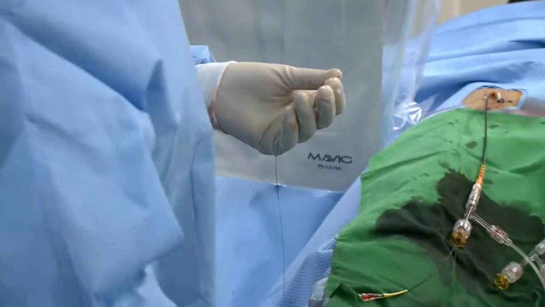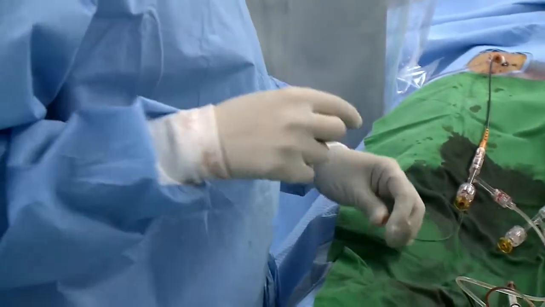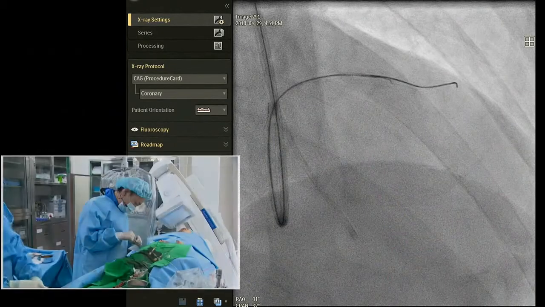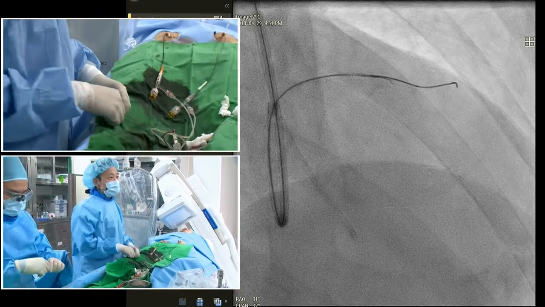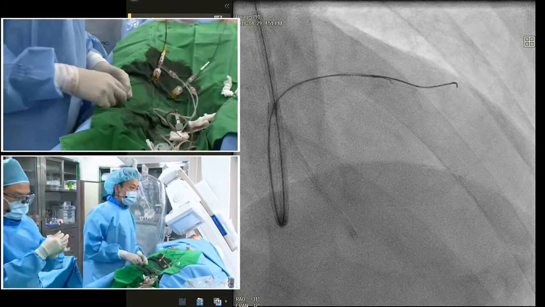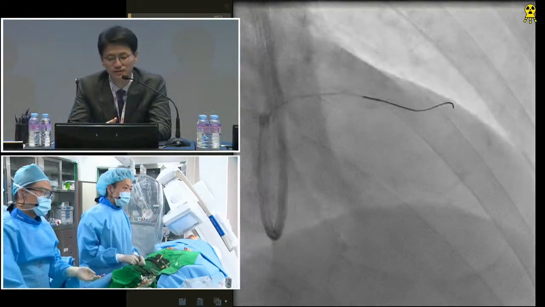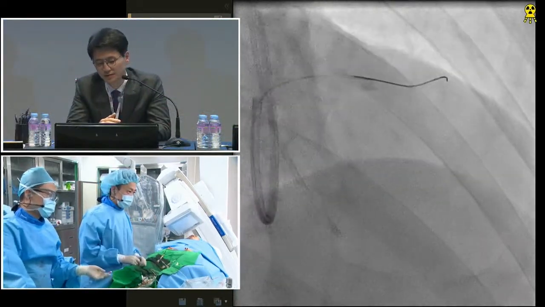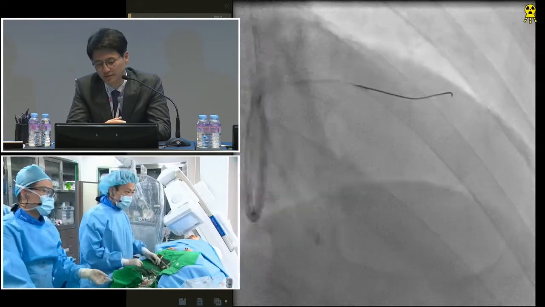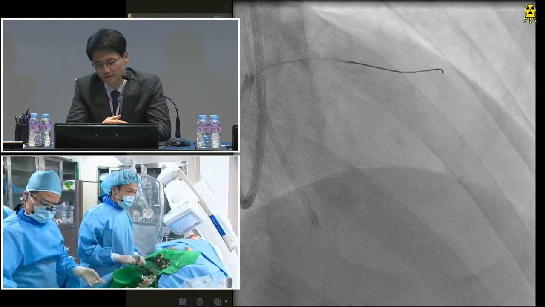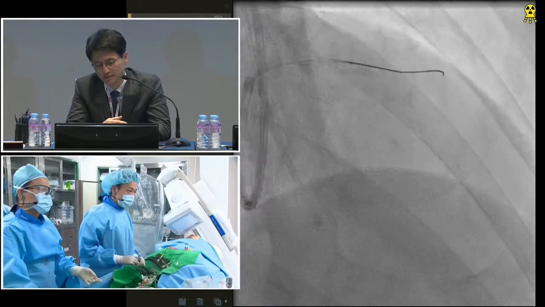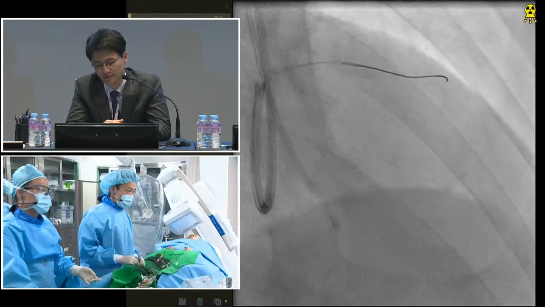So the XTA can go where the XTA wants to go. How about the XTR? It's also an uncontrollable wire, but the tip is a little bit soft. So when the tip of the XTR hits the hard tissue, its wire is deformed.